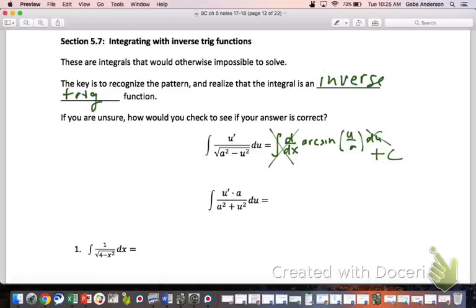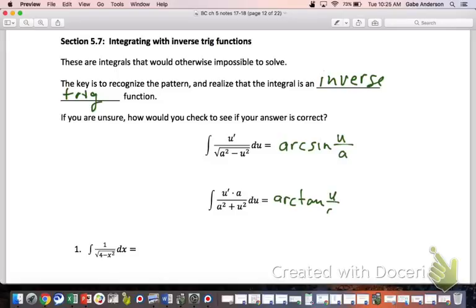Okay, so I'll write it out the official way. We don't need all that stuff. Once you recognize what it is and your du is correct, everything is there, it is just arcsine of u over a. Okay, any questions? All right, and what's the other one? It's arctangent, yeah. So you'd go arctangent of u over a. They both have plus c's, and we call it good.